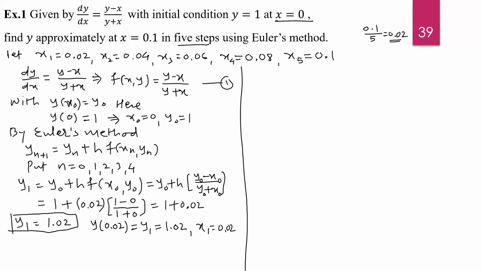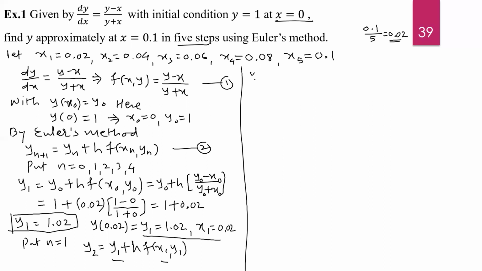Now next iteration, put n is equal to 1 in equation number 2. Then y suffix 2 is equal to y1 plus h times the function f of x1 comma y1. So now the requirement of the formula is y1 and x1. We have the y1 and x1.